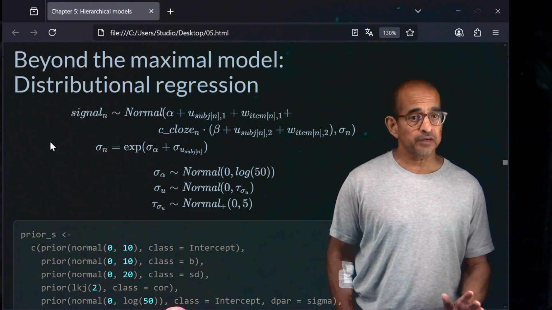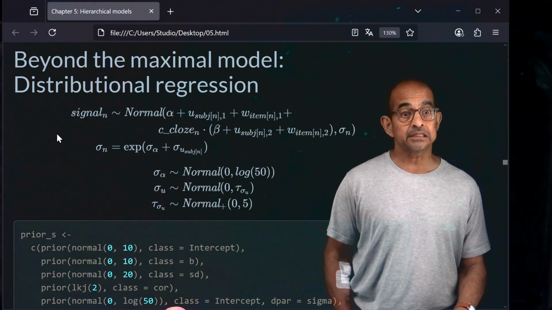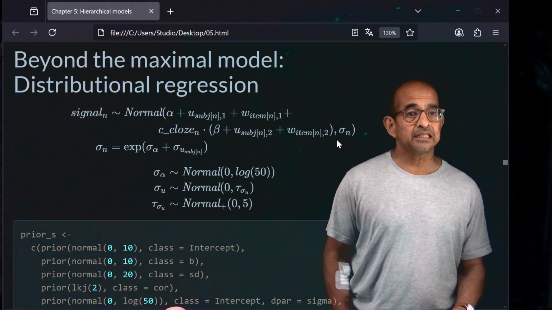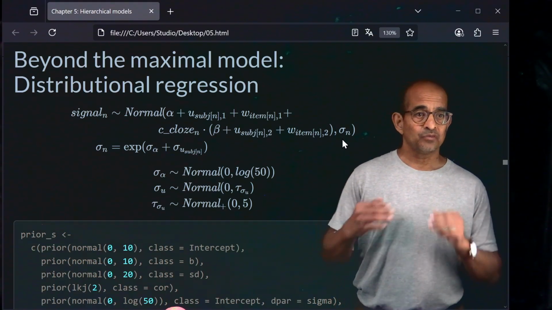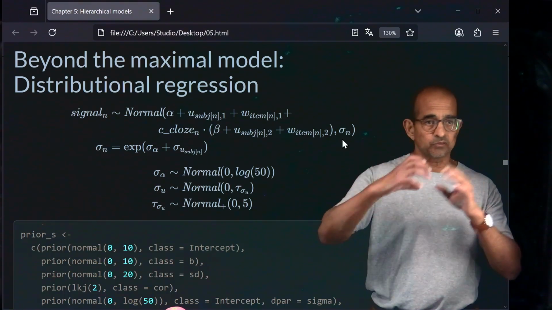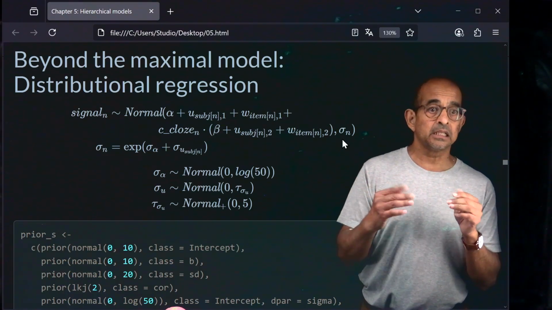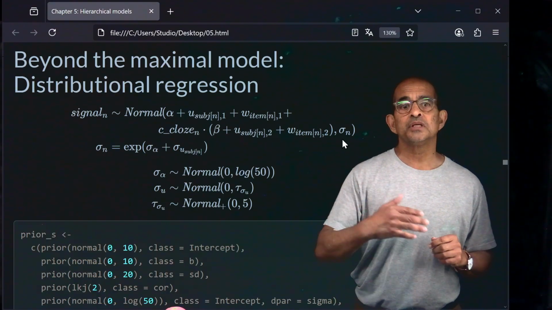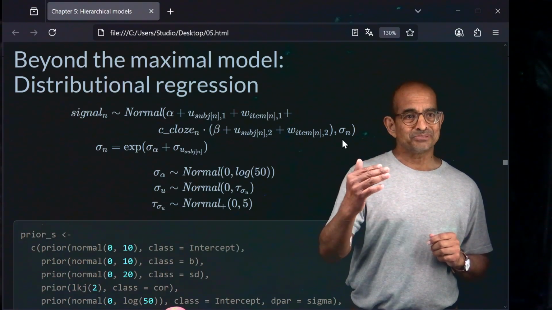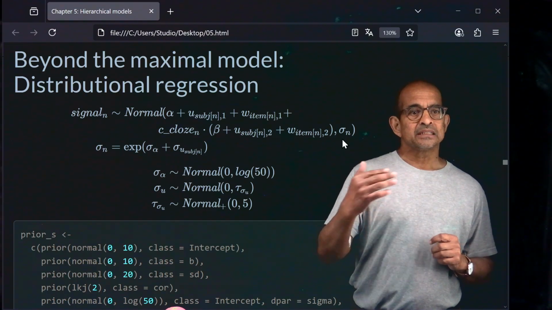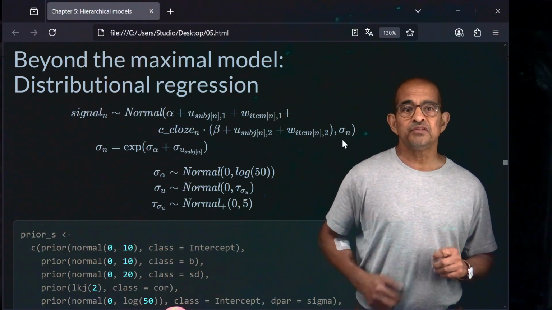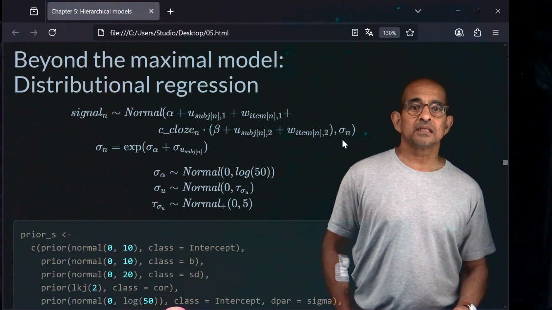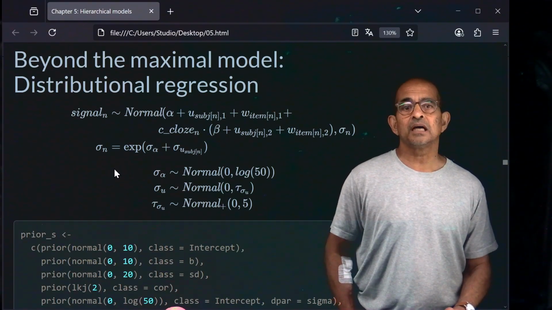But in the Bayesian framework, it's possible to extend this model even further and assume that the residual standard deviation, which is the average within subject and within item variability in the signal, is different for each subject. So you could have varying intercepts on the residual standard deviation as well. Okay, so it's called a distributional regression, I believe.